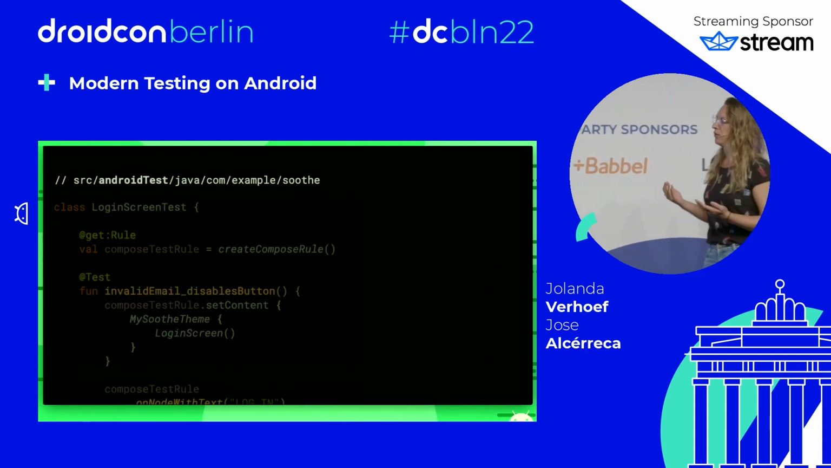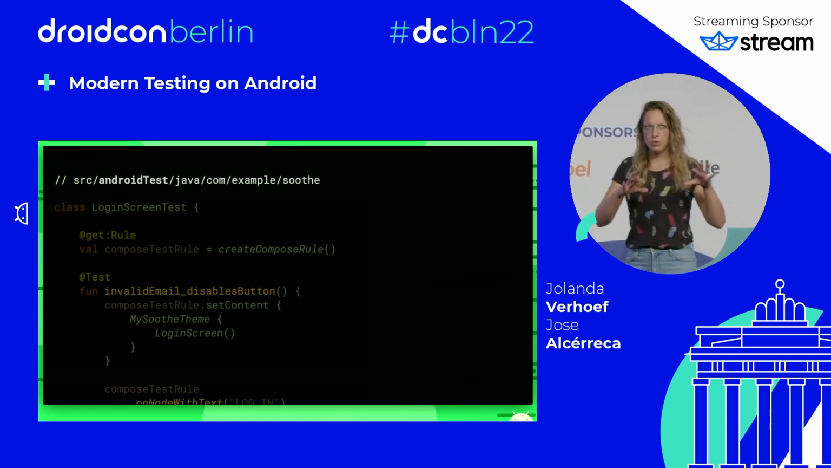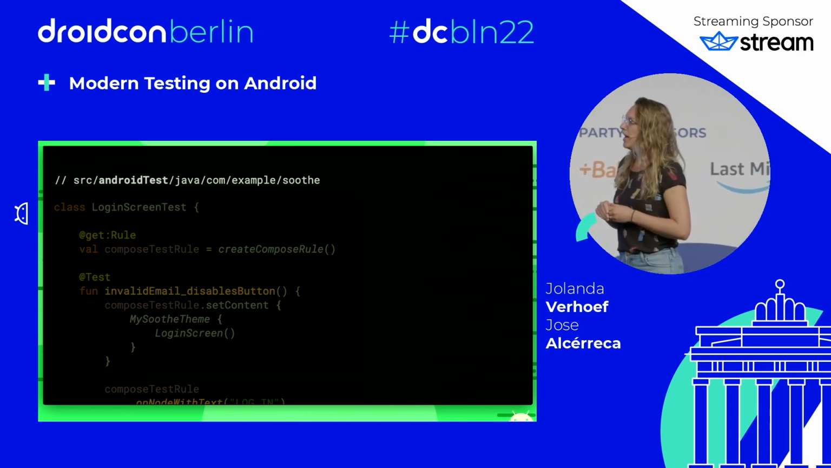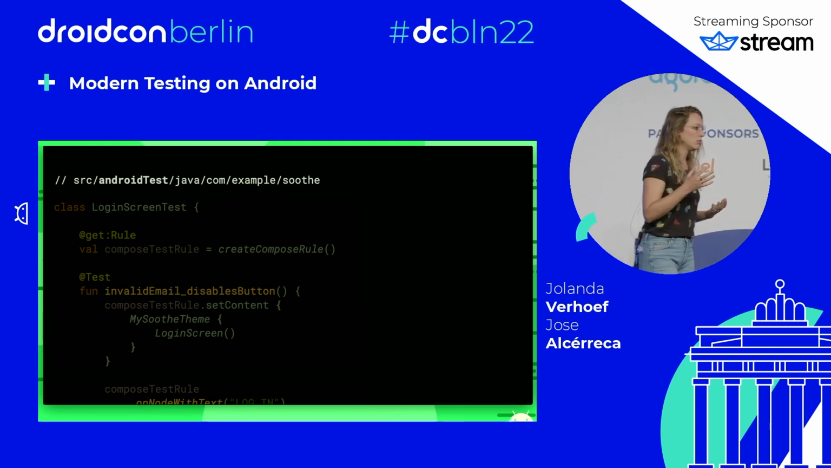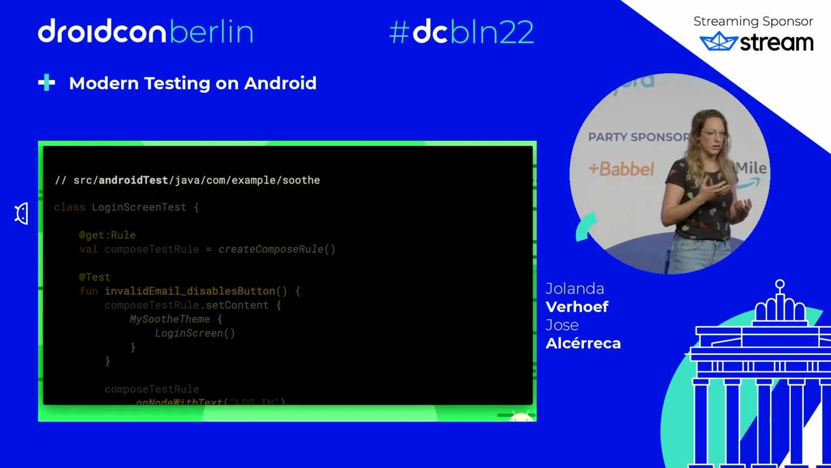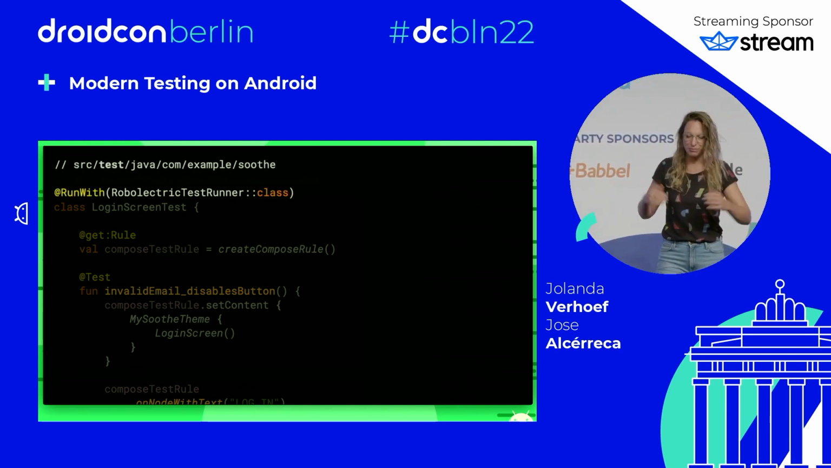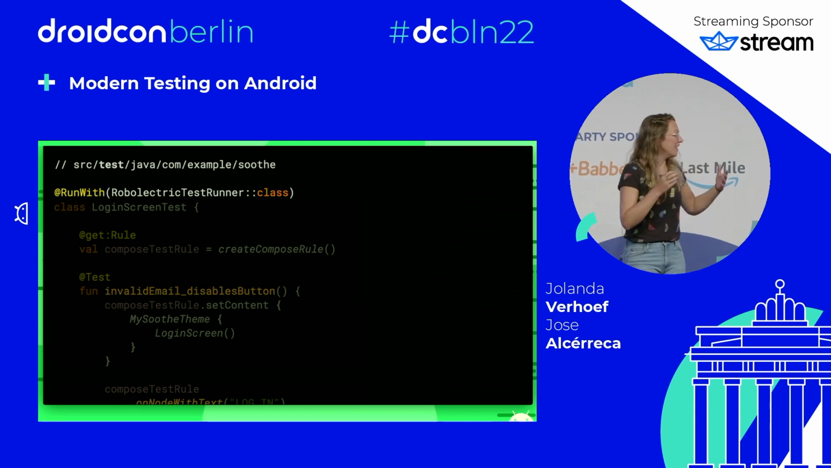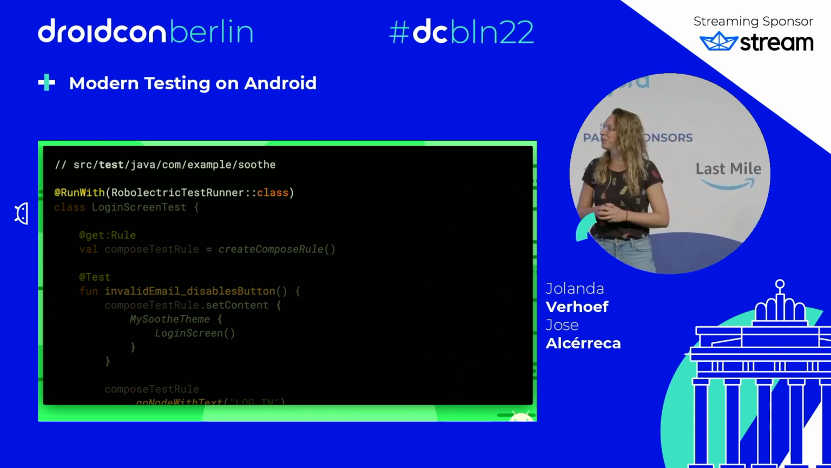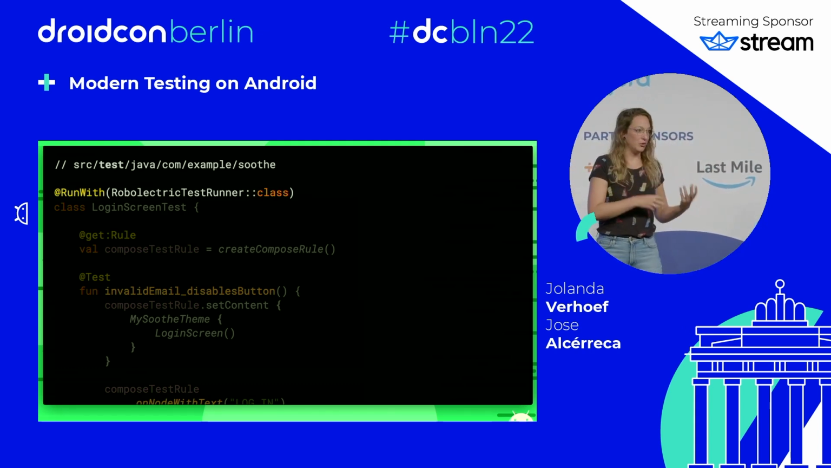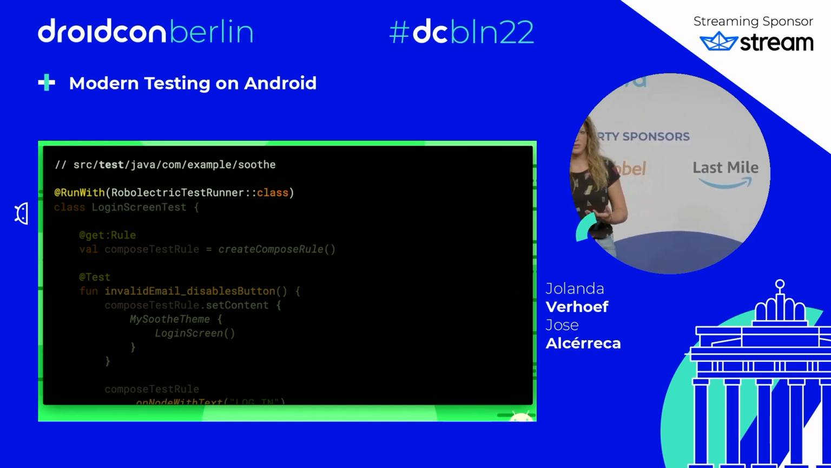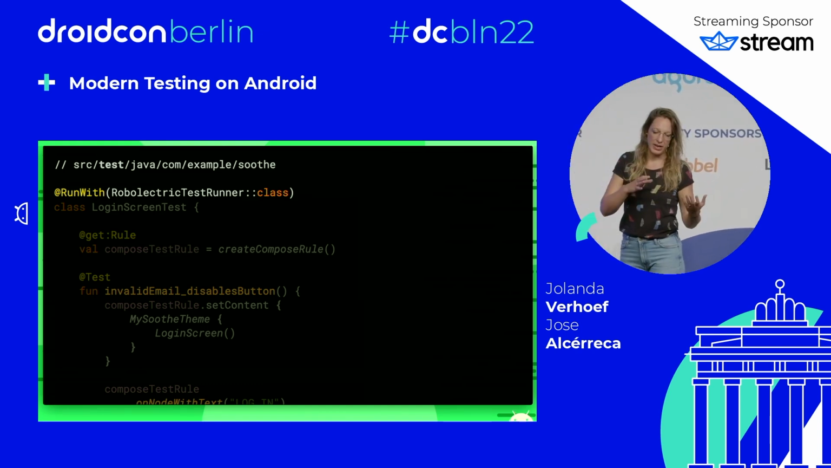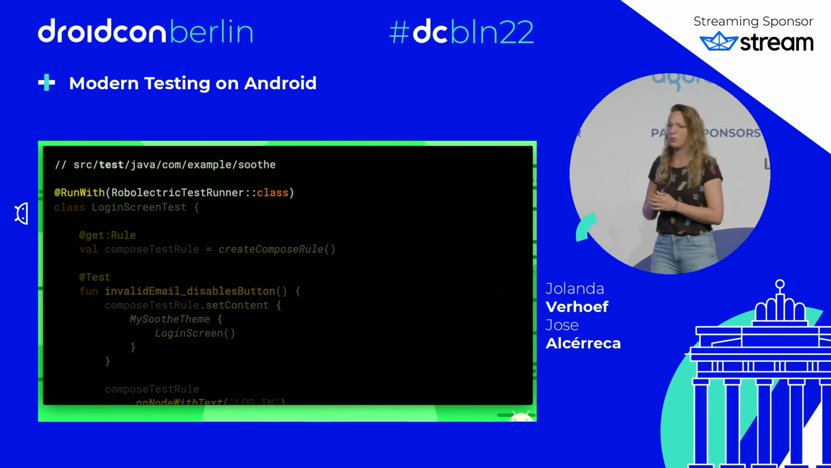So where do those tests live? We have the local versus instrumented division. And in this case, by default, we would be adding our code to the androidTest package. We can also decide to put it in the test package. And that's the difference between putting it instrumented or locally. So when it's in the androidTest directory, it will run as an instrumented test on your device. If you put it in the test directory, it will run as a local test.